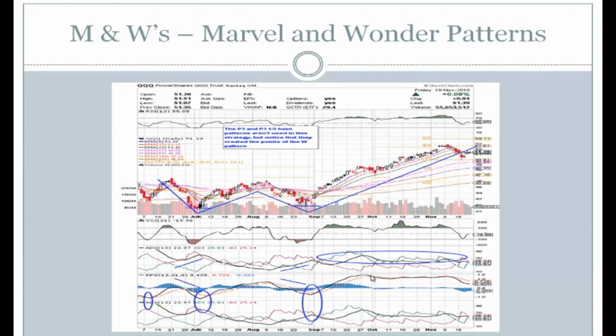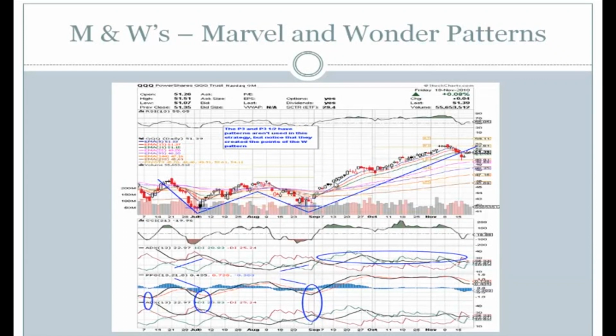Now I'm going to talk about what happened as far as that expiration in just a second, but for the pattern of the W, we have the peak here, and this could be an entry as we are forming the second side, the right hand side of the W.